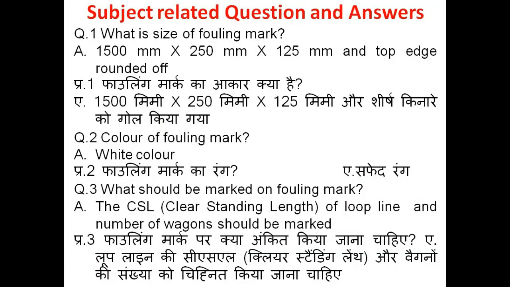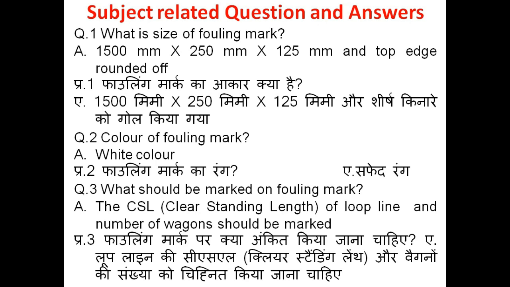Subject related question answers. Question number 1. What is the size of a fouling mark? The size of a fouling mark should be 1500 into 250 into 125 mm, and the top edge should be rounded off. Question number 2. The color of a fouling mark should be white, so it should be whitewashed.